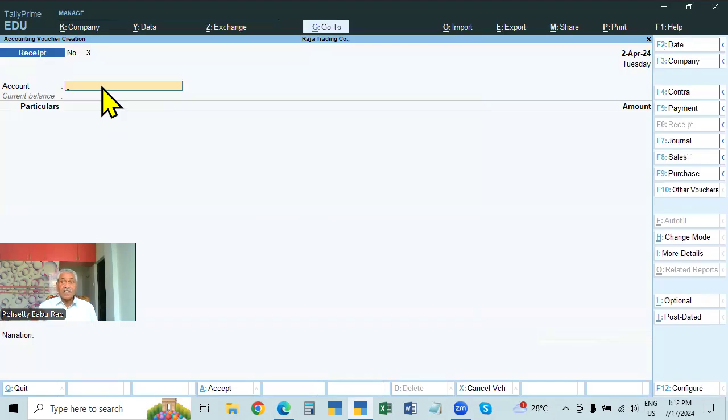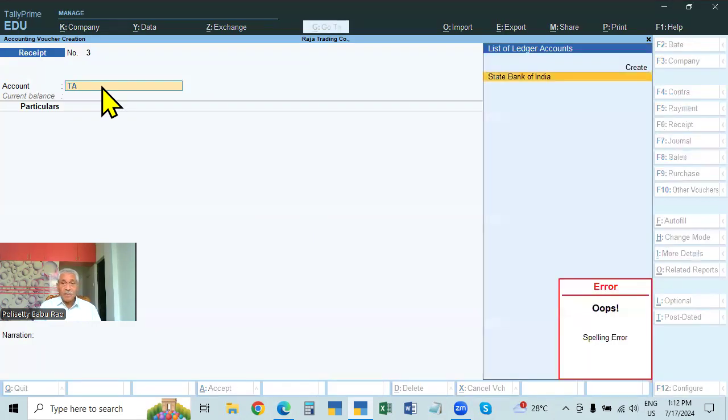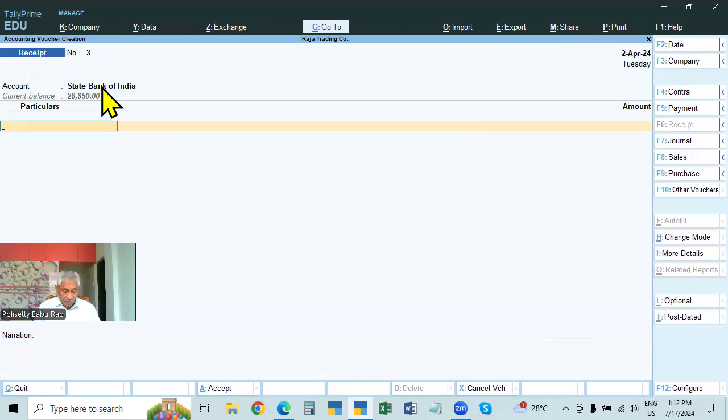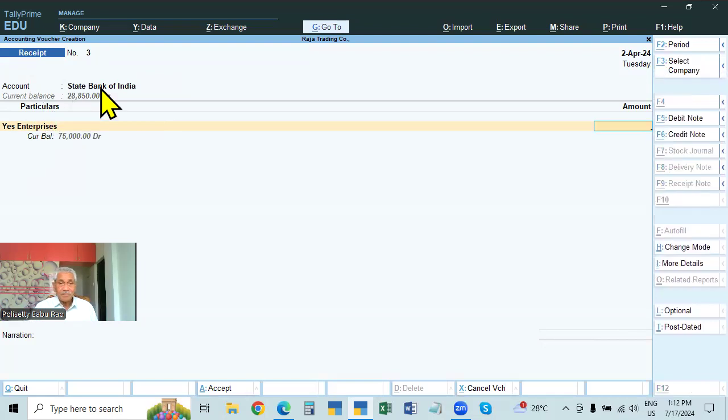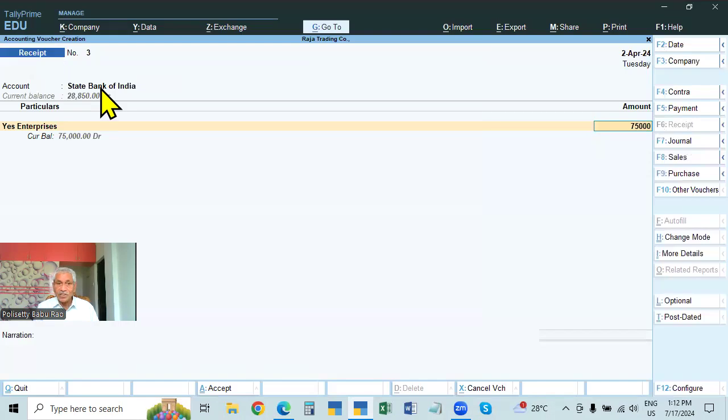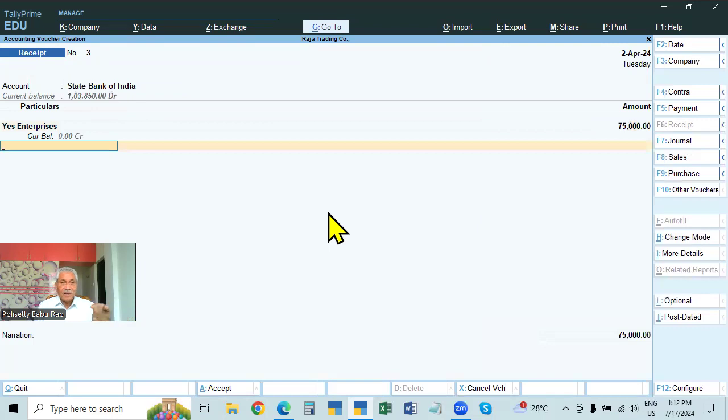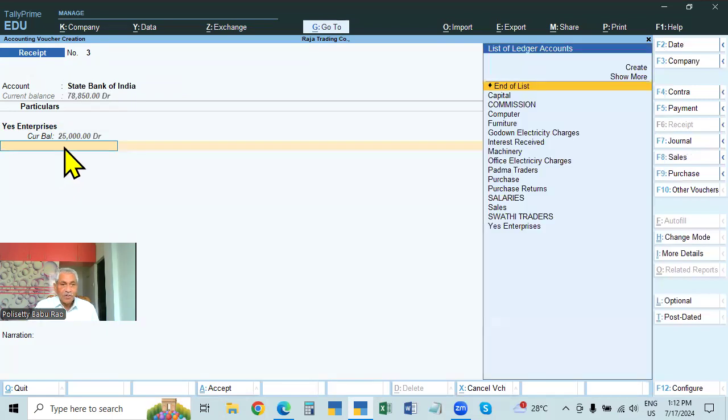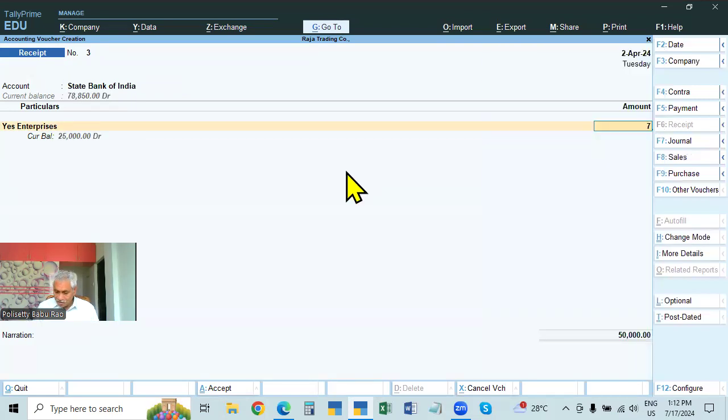So here when you receive a check, you deposit it in the bank. State Bank of India will be taken, and Yes Enterprises is the giver, while this is the receiver bank. What is the amount? Total amount received. See here, 75 debit balance is a debtor. When you receive that, the balance will be closed. So here the balance is 0. Suppose we received only 50,000, it will show a 25,000 balance. Now we received the total amount, so the balance is not there.